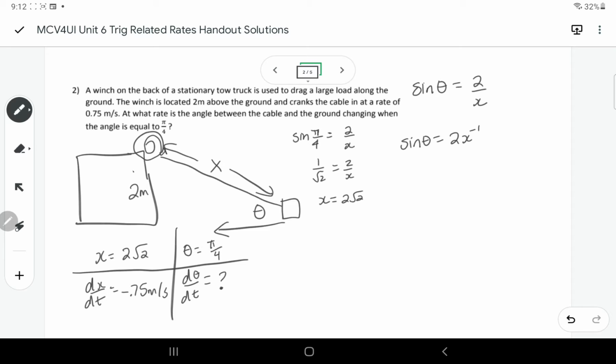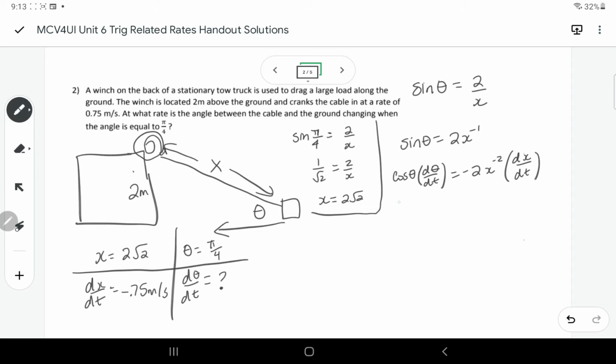And we'll put that into the equation and get a decimal at the end, but we might as well leave it exact for now since we can. So when I take the derivative here, the derivative of sine theta is cos theta, but theta is not a variable, it's a function of time. So I have to chain rule that and multiply by d theta dt. Then here I've got negative 2x to the negative 2, but x is not just a variable, it's a function of time. So dx dt.